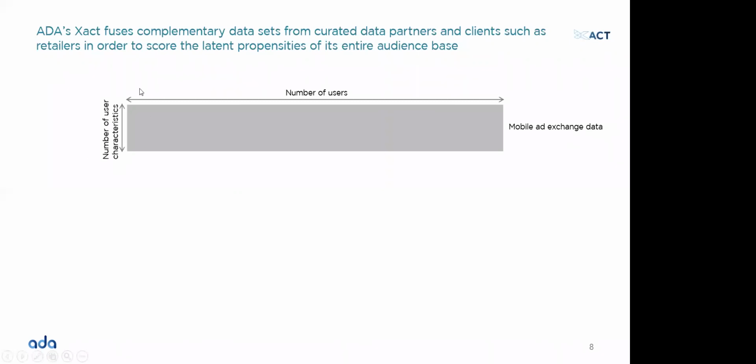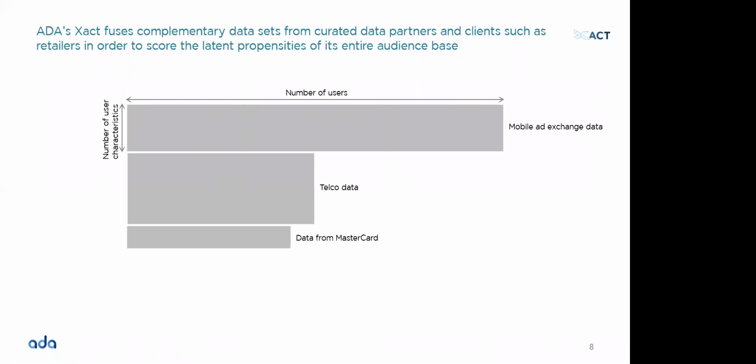And then we can think of the height of the rectangle as the number of user characteristics or attributes that we can infer from that data set. So if this is the mobile ad exchange data, the telco data will look like this. The telco data obviously has much lesser reach. So across our partner telcos, maybe we only have reach of about 100 million devices, 100 million users. However, the telco data allows us to infer much more complementary characteristics about the user than is found in the ad exchange data.